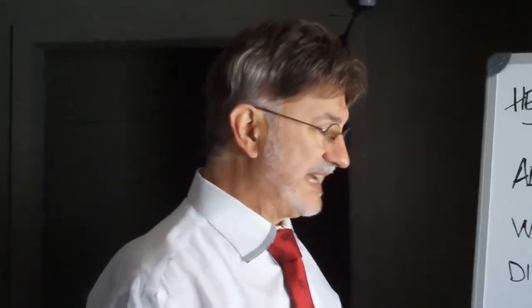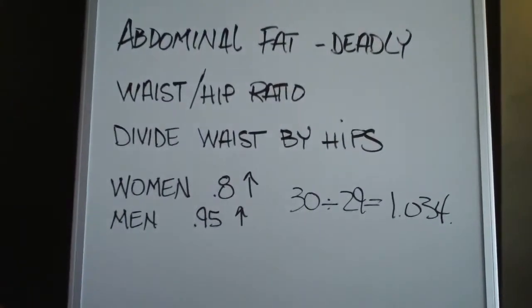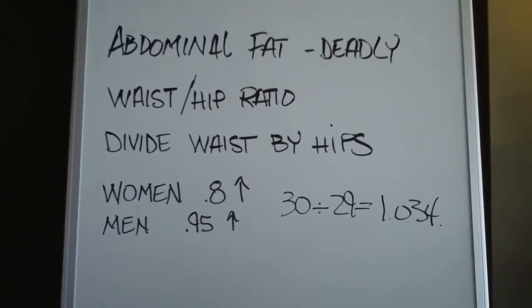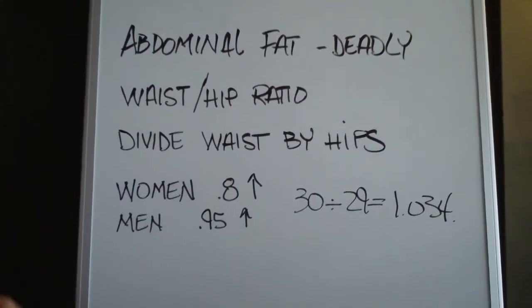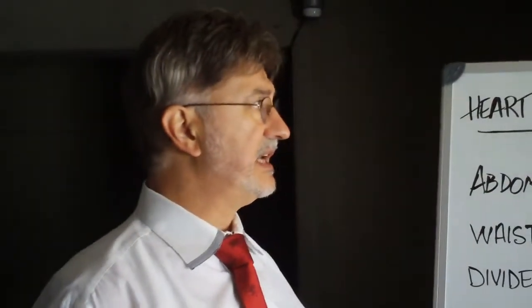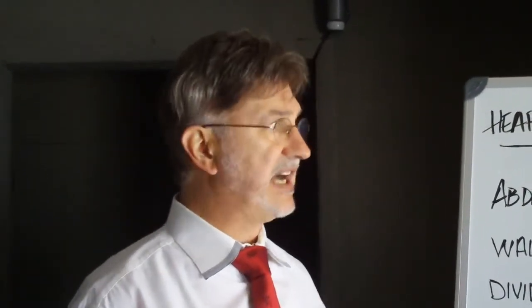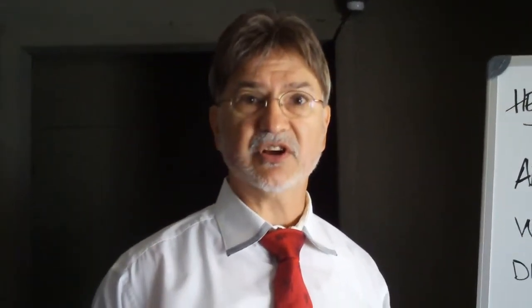So again, remember, if the waist to hip ratio, if your waist is equal to the size of your hips or is larger than your hips, you are on that slippery slope, so to speak, in developing any number of types of heart disease, of diabetes, and or eventually Alzheimer's.